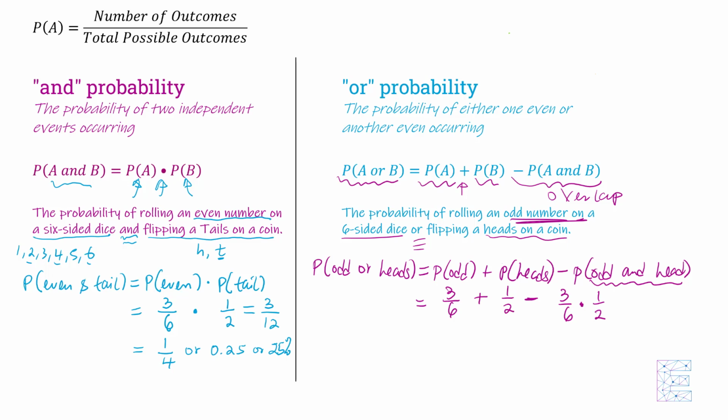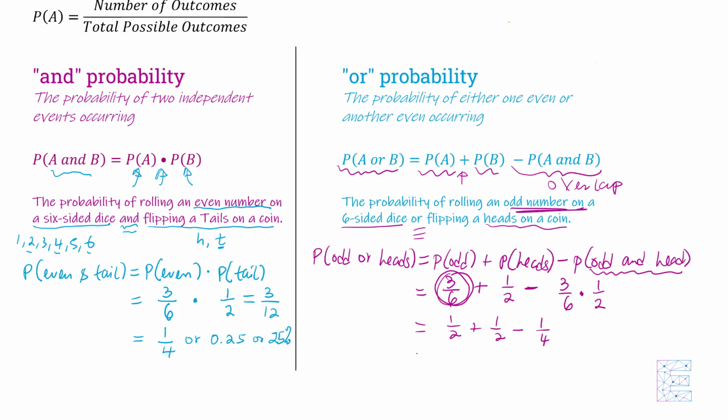So once again, arithmetic. In fact, we can simplify this 3/6. That's just 1/2 plus 1/2 minus 1/4. So this becomes 1 minus 1/4, which simplifies to 3/4. Or if you wanted the answer as a decimal, it would be 0.75, or if you want it as a percent, it would be 75%.